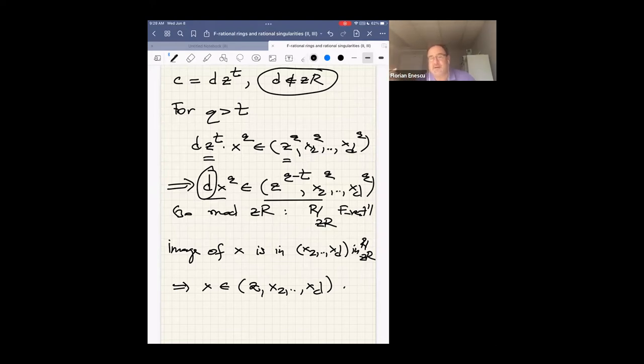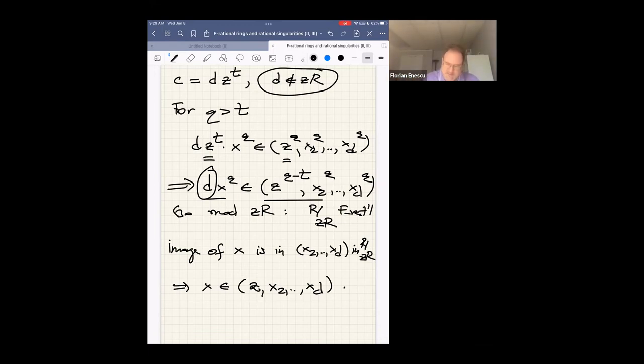One should be aware that this is in contrast with other types of deformation results for classes of rings in tight closure theory. Strong F-regularity does not deform, by an example by Anurag Singh. And in general, F-purity also doesn't deform. So one has to be careful. But luckily, F-rationality does deform.